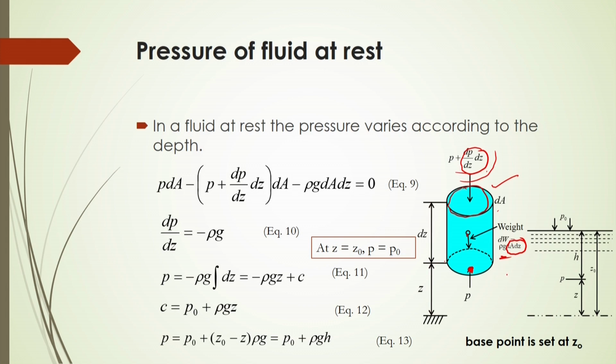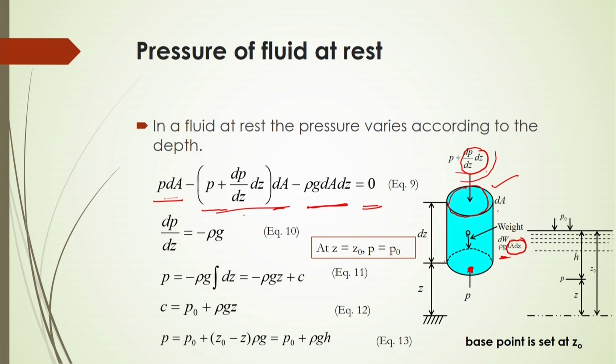So, this will be the gravitational force. If we vertically balance the forces, then we can say that P dA minus (P plus dP/dz dz) dA is the net pressure force, minus the gravitational force acting downward, ρ g dA dz, equals 0. So, this is the force balance: the force in the positive z direction and the force in the negative direction will be equal when the fluid element is at rest.